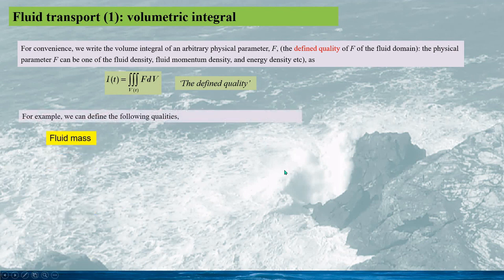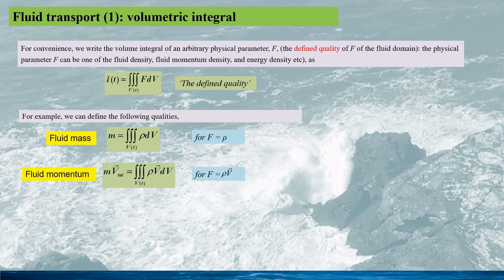For example, we can define the following quantities. The fluid mass, if we take f equal to the fluid density rho, we have the mass of the total fluid. And we can define the fluid momentum as this, if we take f equal to rho times vector v. Here, vector v is the fluid velocity.